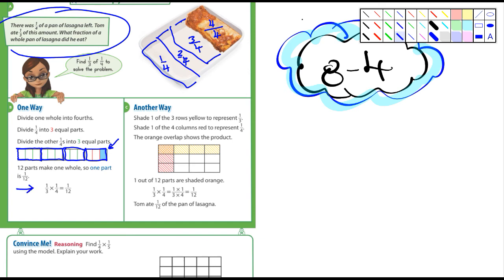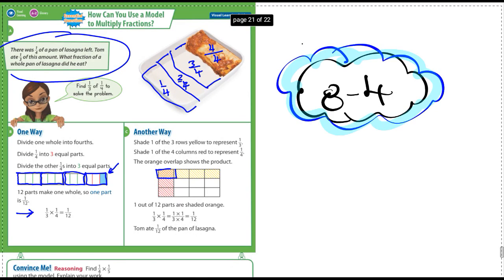Do 1/3 times 1/4. 1 times 1 is 1. 3 times 4 is 12. And so what do you get? You get 1/12. Here's another way to look at it, and I'm looking at section C here. They drew a grid, and they shaded one of the 3 rows yellow to represent 1/3. So this right here represents 1/3. And then they shaded one of the 4 columns, because each of the 4 columns represents a quarter. So here's a quarter, and here's a quarter, and there's 4 quarters in a whole. And then what overlaps? You can see it right here. And so that's another visual way to look at it. And if those help, that's great.